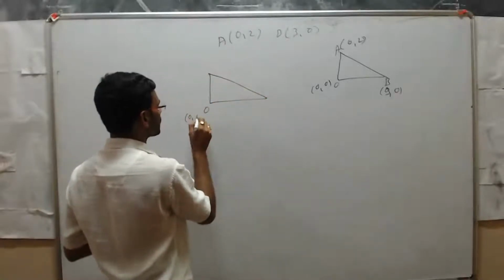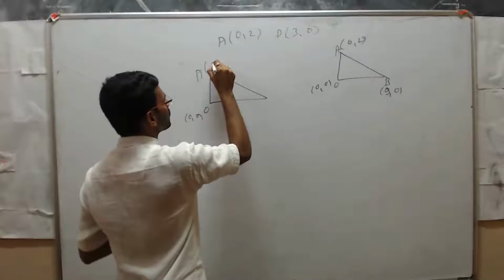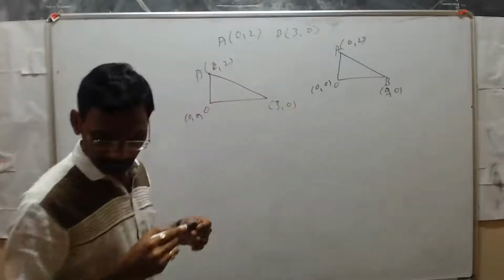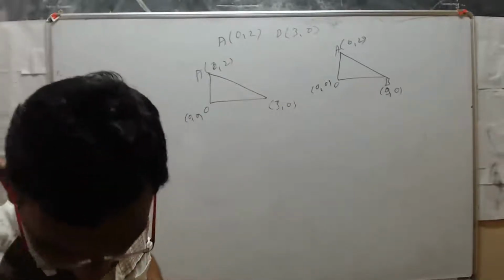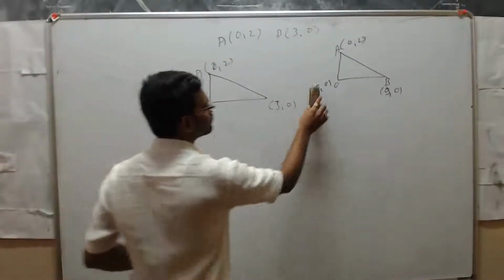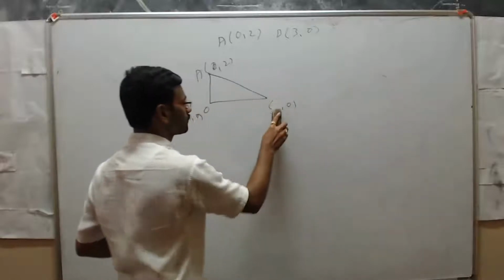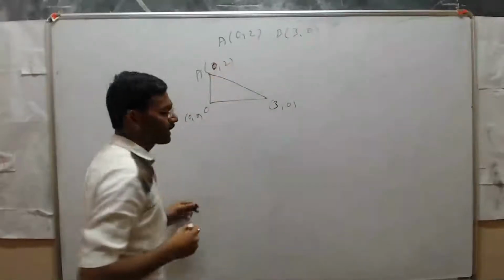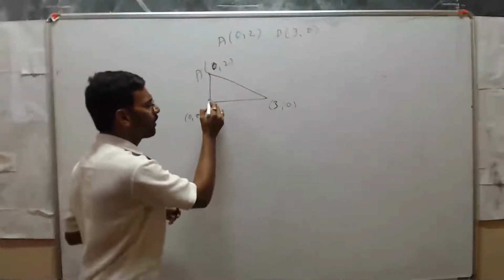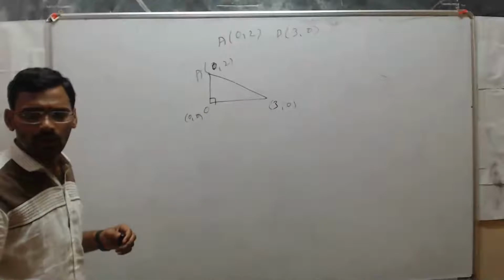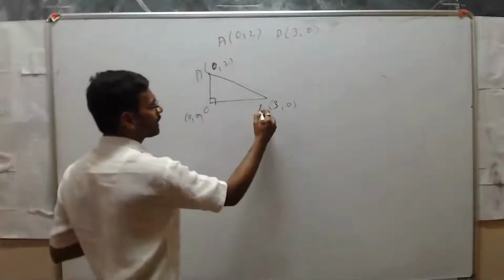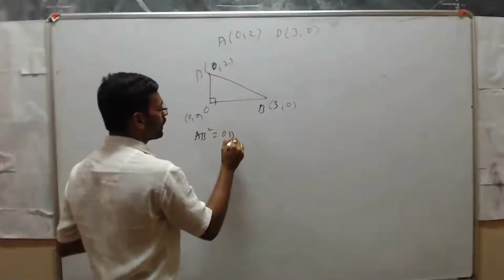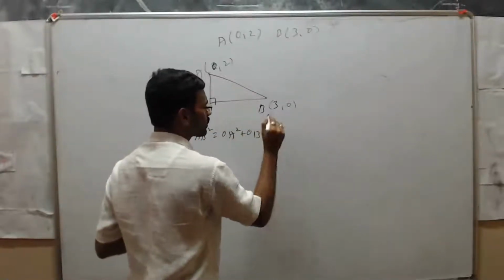O, the coordinates are 0, 0. A coordinates 0, 2. B coordinates 3, 0. Okay, now it is in the form of a right angle triangle. According to Pythagoras theorem, what will happen? According to Pythagoras theorem, AB square is equal to OA square plus OB square.